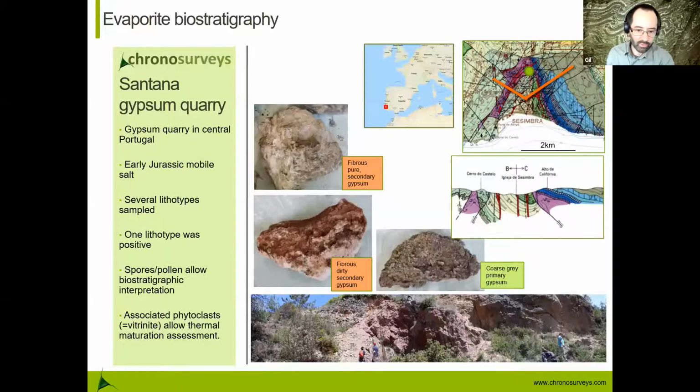Not all of the samples were productive. The secondary gypsum, what seems to be filling some of the cracks and fractures, this fibrous, dirty secondary gypsum, was not productive. There was no organic matter, but the gray gypsum, more crystalline, provided a beautiful assemblage, which was also very nicely preserved. Again, in addition to the spores and pollen, we also found the vitrinite, so we will be able to determine the thermal maturation of these evaporites.